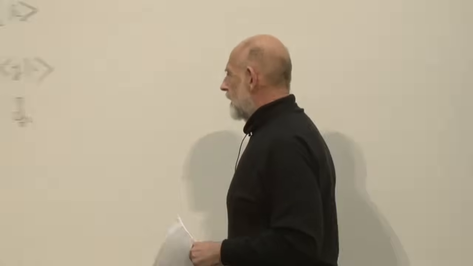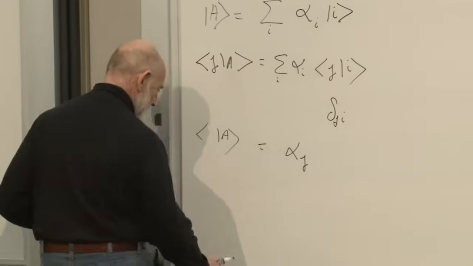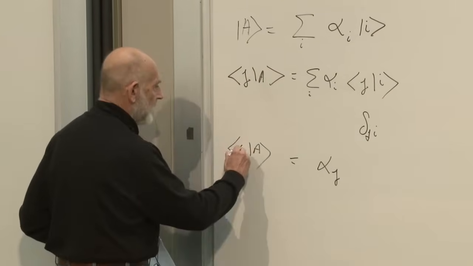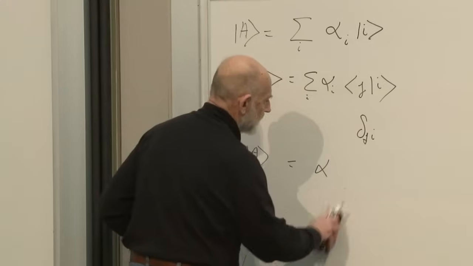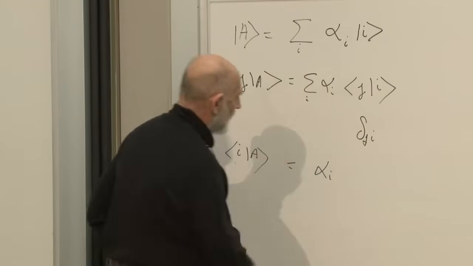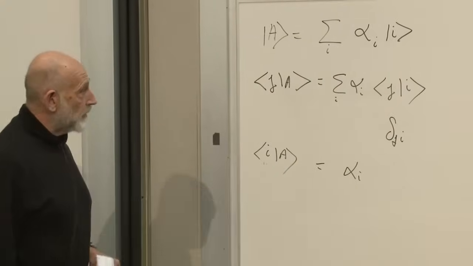The fact that I wrote a j there is irrelevant. It could also be alpha i. It doesn't matter which i or which j. The ith coefficient is an inner product.